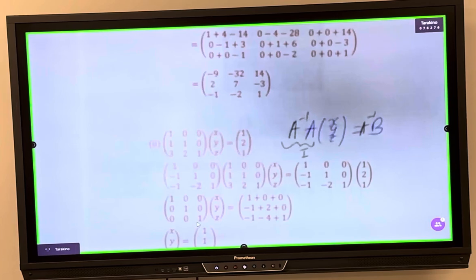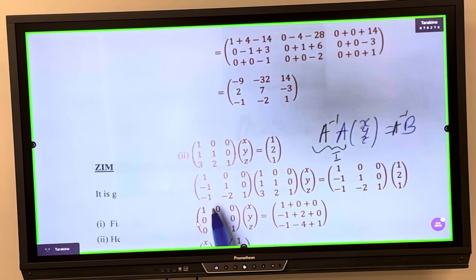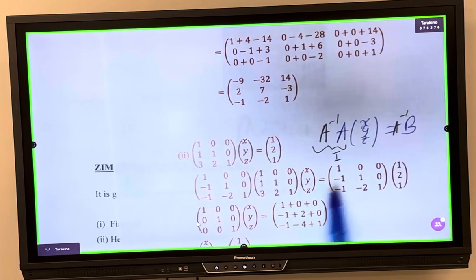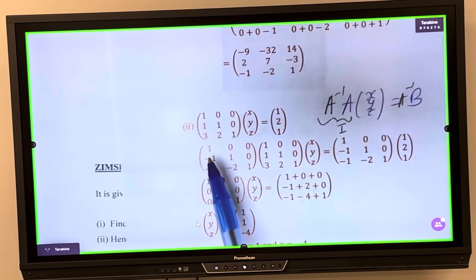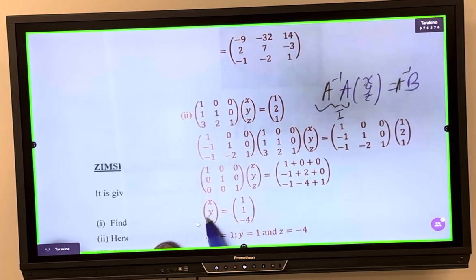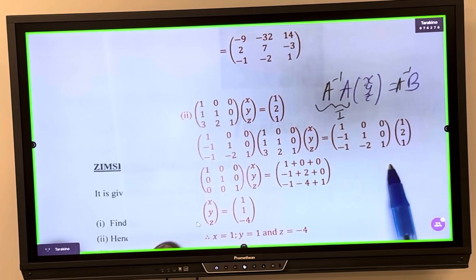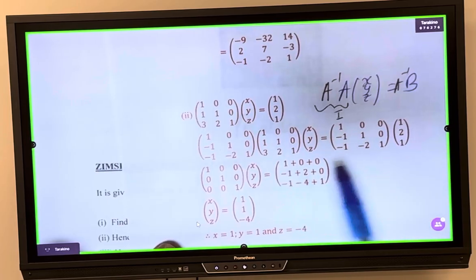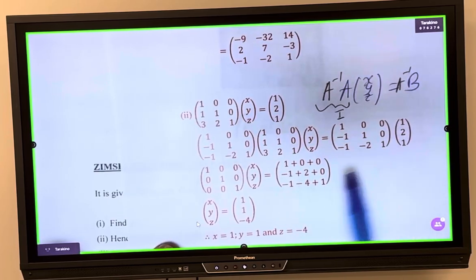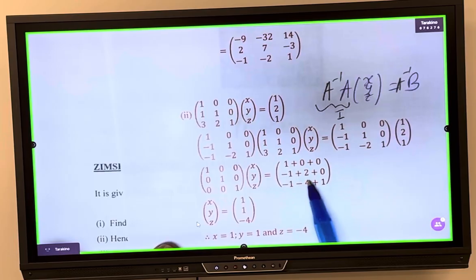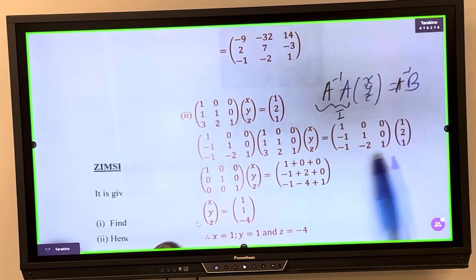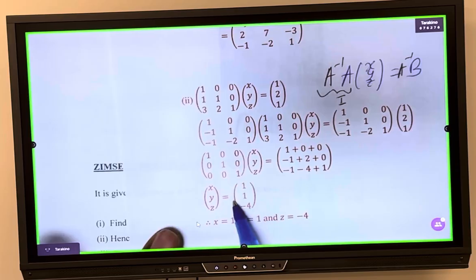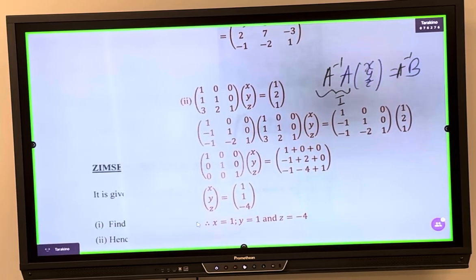So now I pre-multiply A by its inverse, but I do that on both sides. Then from there, when you multiply matrix and this, you get your identity. And if you multiply an identity by this, it remains unchanged. Then here, when you multiply, it's 1 times 1, then it's just 1. Here it's negative 1 plus 2 plus 0. Here it's negative 1 minus 4 plus 1. When you simplify, you're going to get this. So your x is 1, your y is 1, and your z is negative 4.